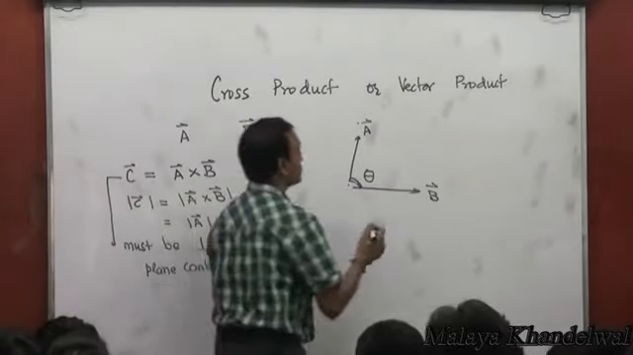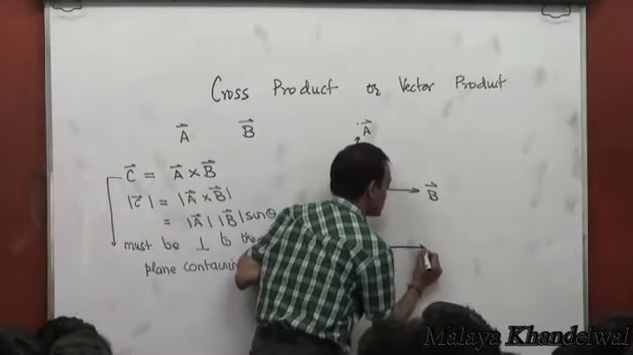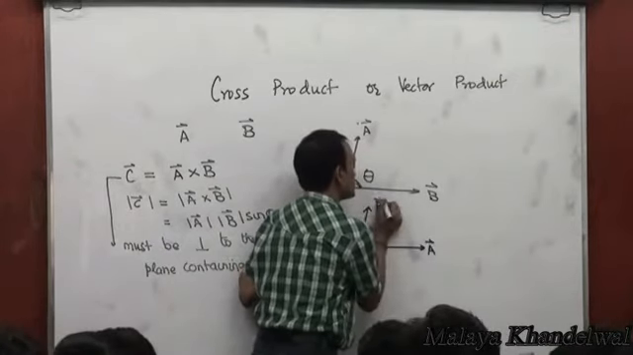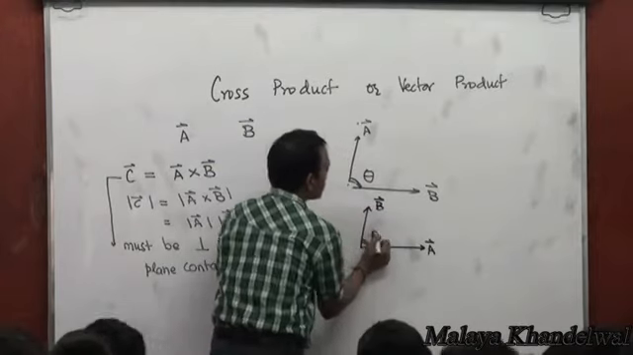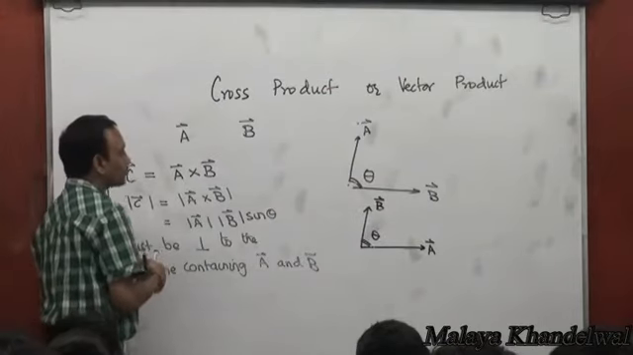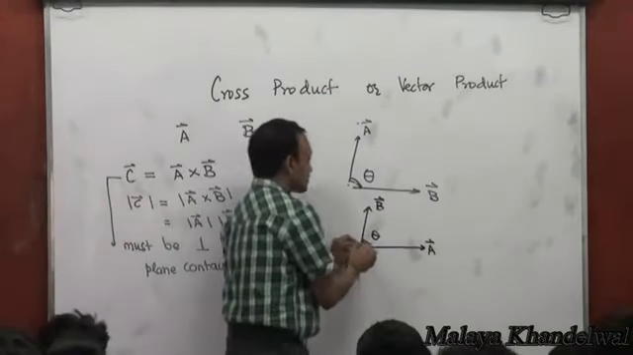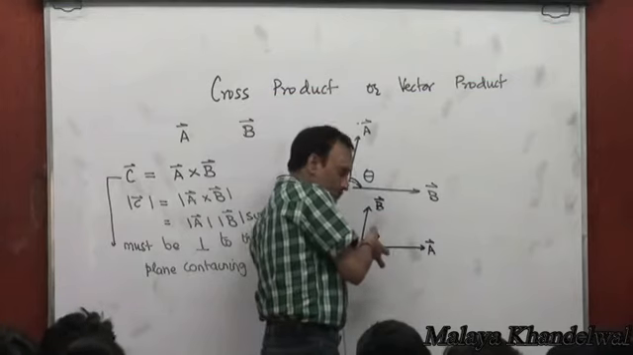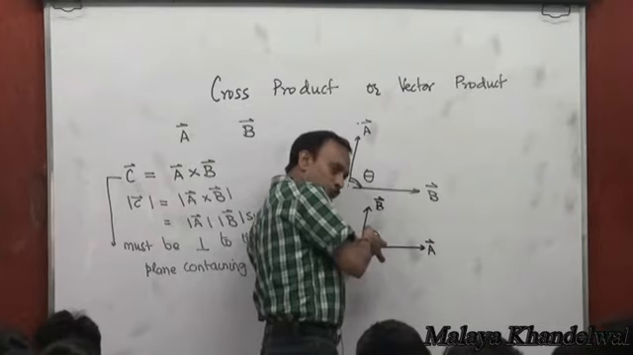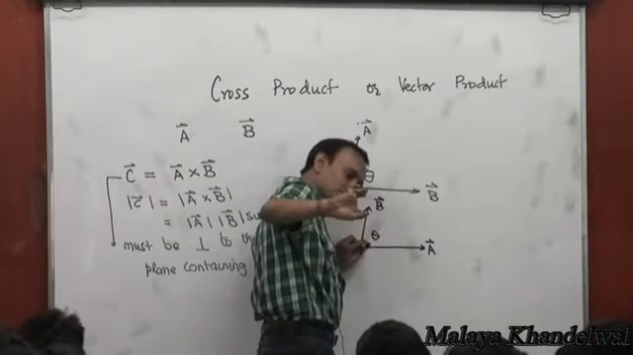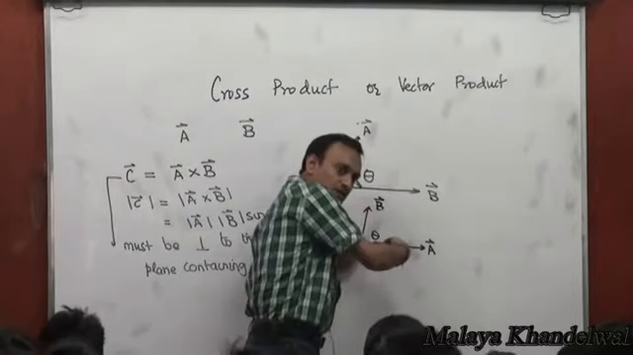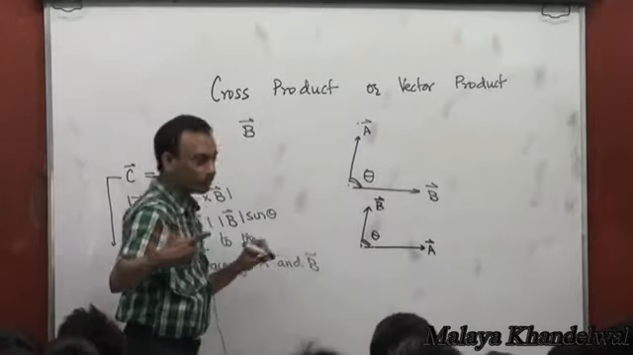However, if I had the vector A like this, and the vector B like this, with an angle between A and B, now in this case, realize that the vector C, A cross B, can be obtained when you rotate the screw from A to B. In this case, the screw comes out of the plane of the board. So, the direction of A cross B is out of the plane of the board. Yes or no?